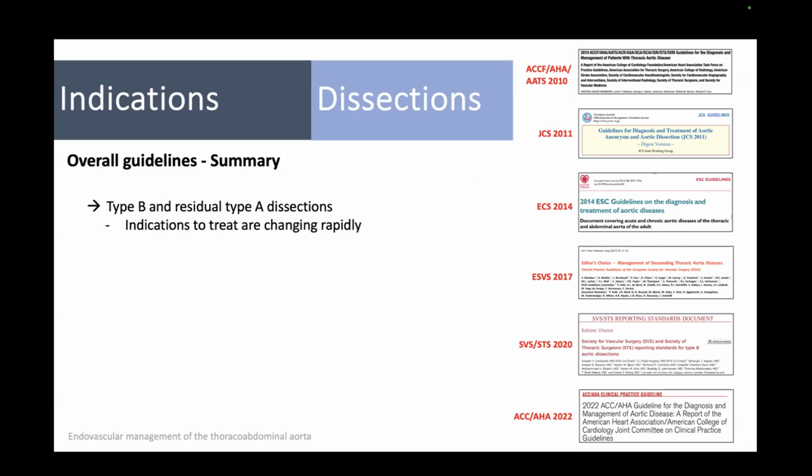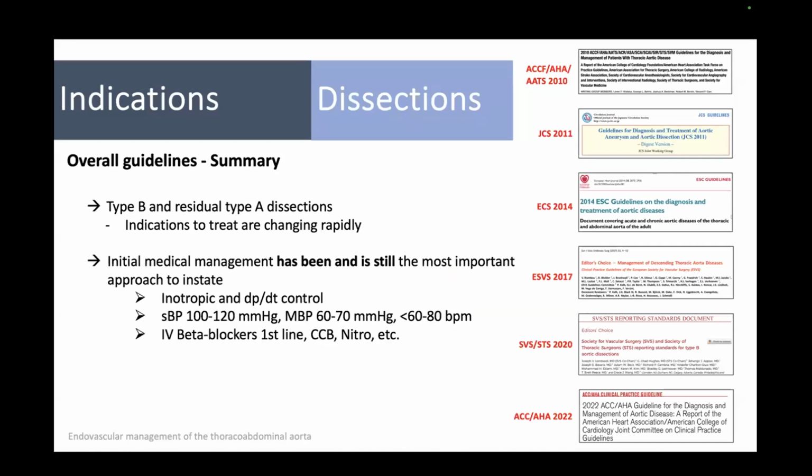For type B and residual type A dissections, the indications to treat are a bit more complex and they're changing rapidly. Of course, one mainstay that's been there for decades is the initial medical management. Still the most important thing to do: impulse, dP/dt control, systolic blood pressure less than 120 and even 100 if you can, mean blood pressure of 60 to 70 millimeters of mercury, and try to use a beta blocker to get the heart rate lower than 60 to 80 if possible.